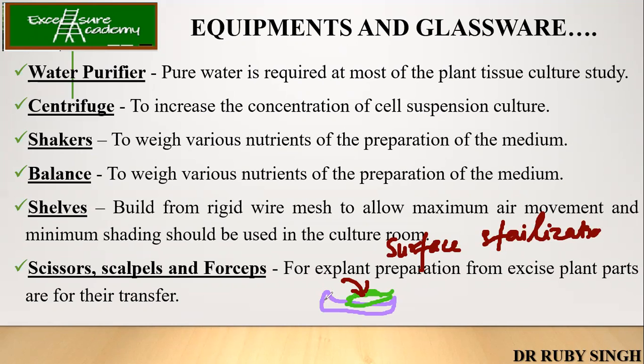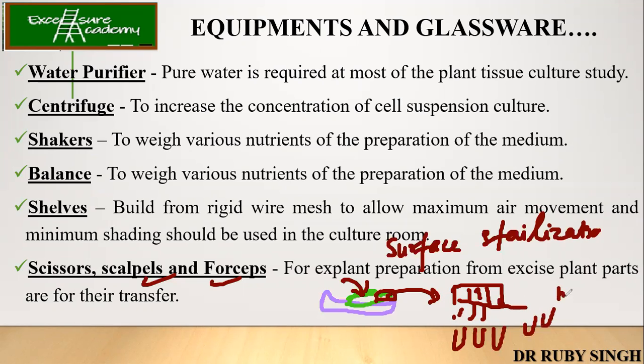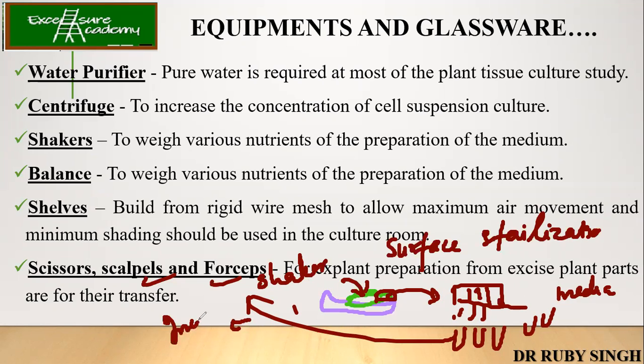And after that, you take all these scalpels and forceps, scissors, you make a small tissue. Okay. Then this tissue again is cut into small sections. Then each section is taken and put into the test tubes carrying the media. Then if it is a cell suspension, then they are put into the shaker. If it is a solid media, then it is directly put into the incubator. Okay.